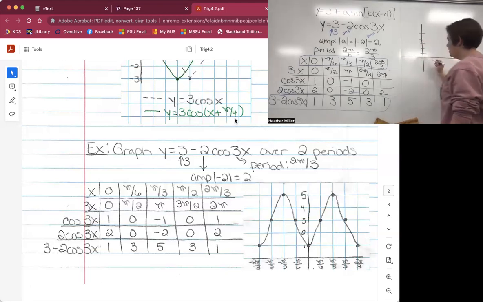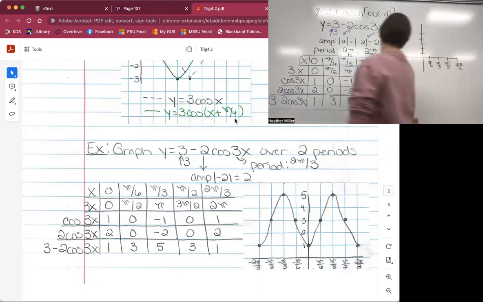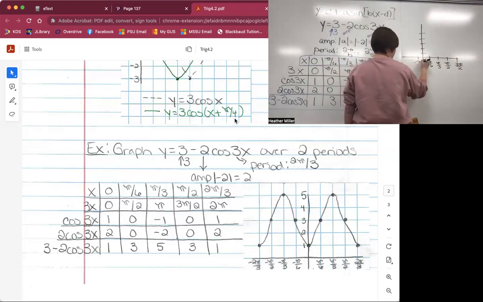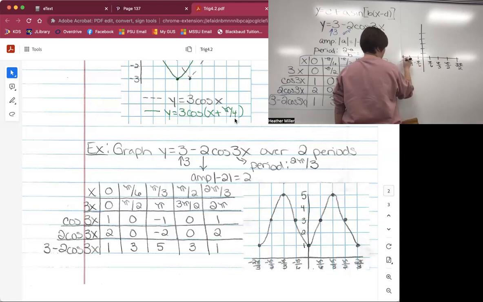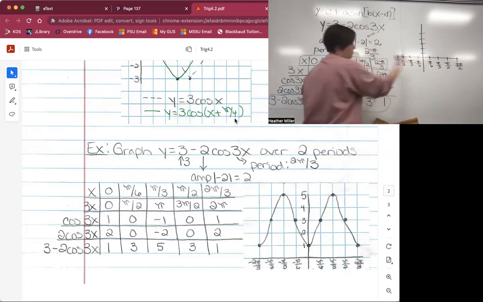1, 2, 3, 4, 5. And then we're gonna subdivide over here to where we have pi over 6, pi over 3, pi over 2, and 3 pi over 2. Now that's one period, and that's a period moving in the positive direction. So I'm going to make the other period go in the negative direction. So we have negative pi over 6, negative pi over 3, negative pi over 2, and then negative 3 pi over 2. So I'm moving that direction.